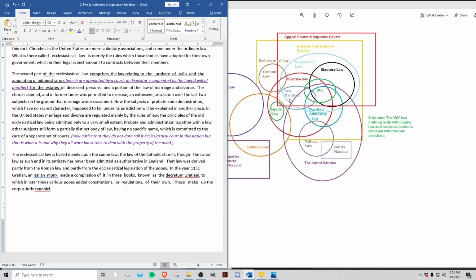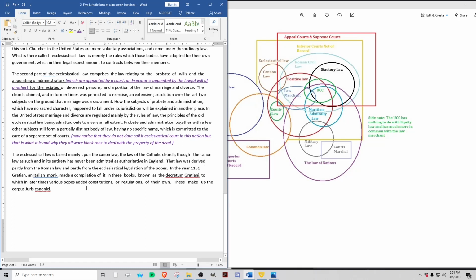And the law merchant is making a profit off of what they're originally doing at probate. That's how I should put it. The ecclesiastical law, based mainly upon the canon law, the laws of the Catholic Church. Right? So, again, the cult of Rome is controlling you.